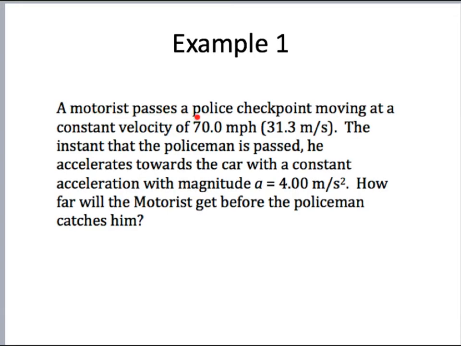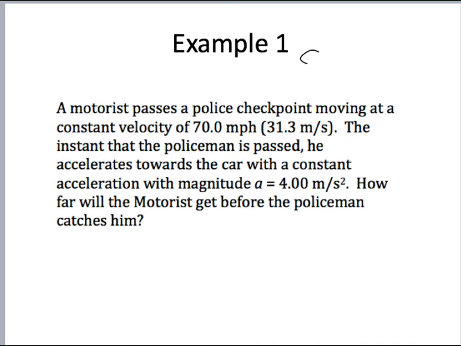A motorist passes a police checkpoint moving at a constant velocity of 70 miles per hour, which works out to be 31.3 meters per second. Now, here's something that's very important. Constant velocity. That is telling you something that's very important for working this problem. What does that mean when we say that the velocity is constant? That tells us that the acceleration is zero.